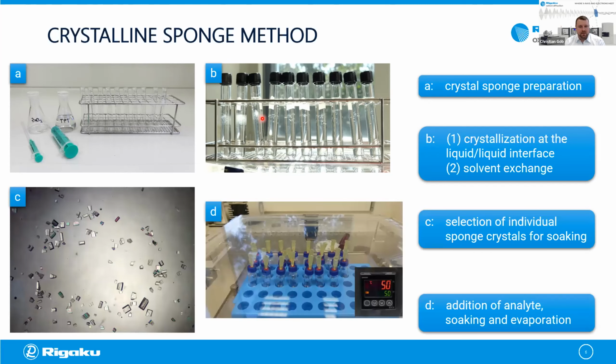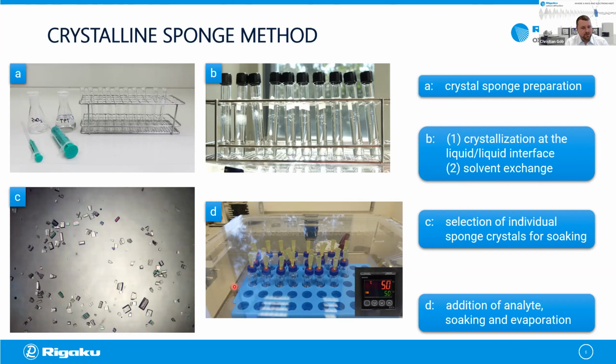So after you have done this, now is the time to select the individual crystalline sponge crystals, right? A very good approach is then to pipette individual crystal sponges to these smaller HPLC vials. When you do this, or at this point, you will then add the analyte solution that you have. It could, for instance, directly come out of your HPLC or from your gas chromatography, add this to the vial, and have then the soaking.